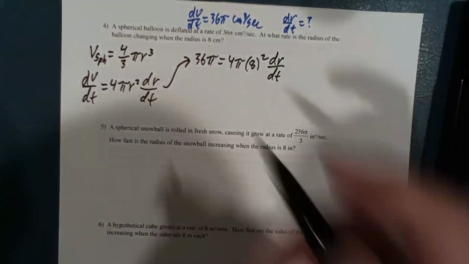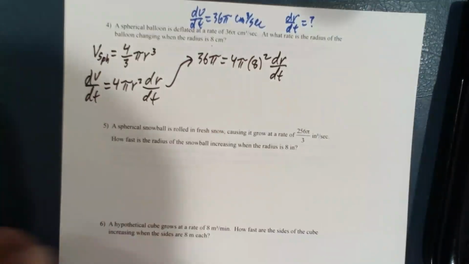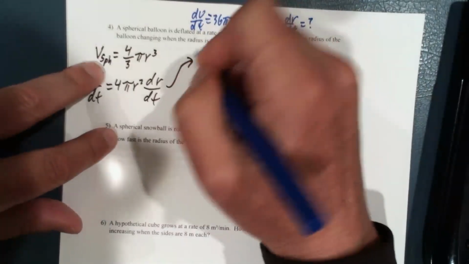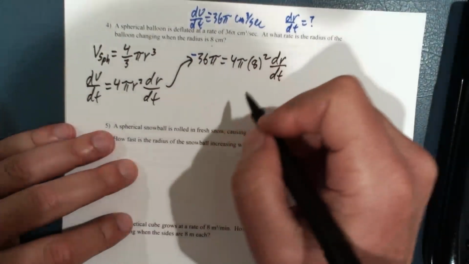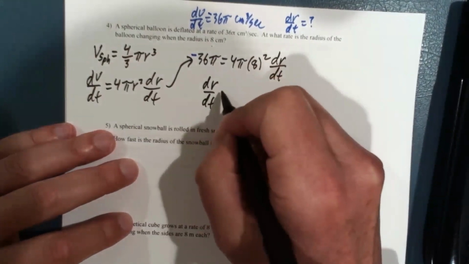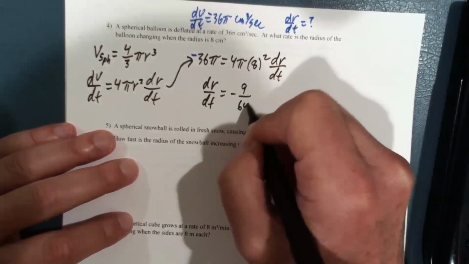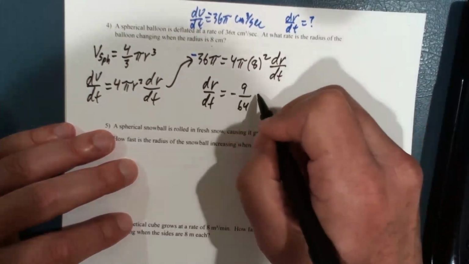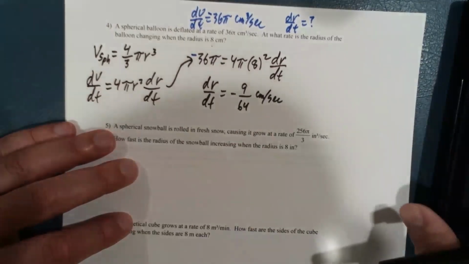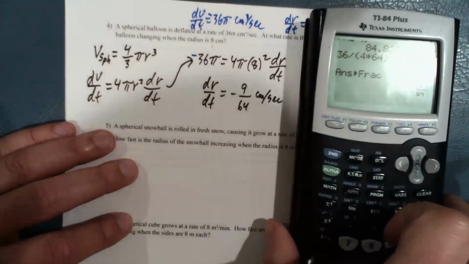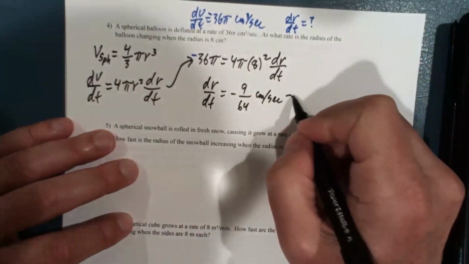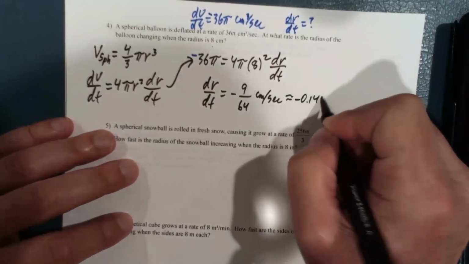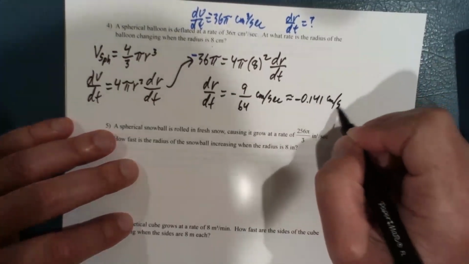One small thing I forgot, it says that it's being deflated at a rate. So this is actually a negative 36, because it's getting smaller, right? The air is being let out of it. So we're going to end up with dr/dt equal to negative 9/64, and that is centimeters per second. And the decimal approximation of that is about negative 0.141, again centimeters per second.